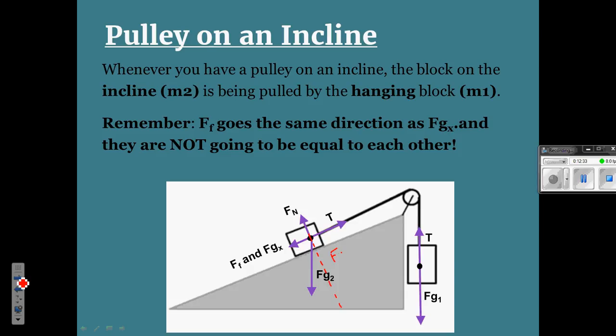Let's remember that in this type of example, our F_N changes into F_gy. We have to calculate a y and an x component on the incline. And so we end up with an F_gy and an F_gx component. So we're going to find those using trig. Okay.